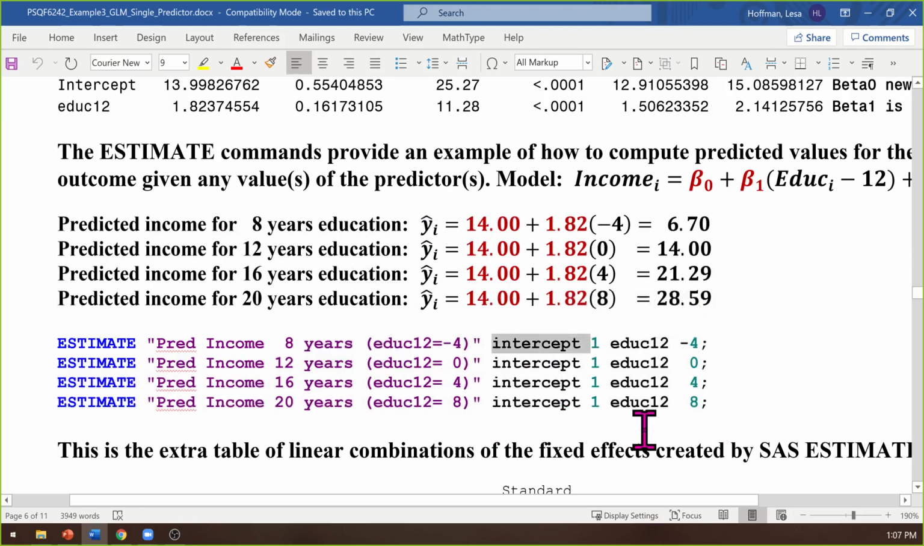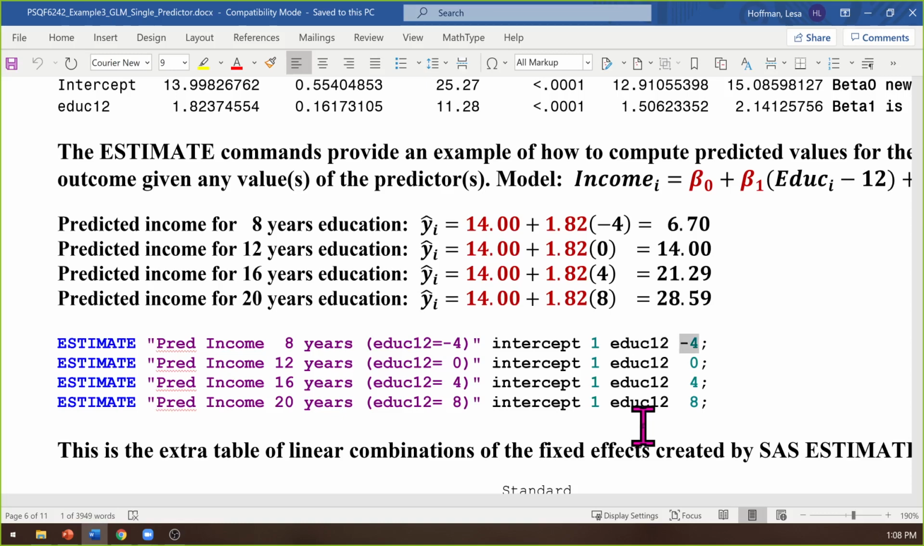So instead of constant, you have to write the word intercept. And what SAS is doing is saying, oh, she wants what beta 0 is going to be. That's going to be the 14. I want one of those because I need one beta 0 included in every person's predicted outcome value. And then education 12 is whatever beta 1 turns out to be in the data. So that's the 1.82. And then I tell it for what level of education I want the prediction.